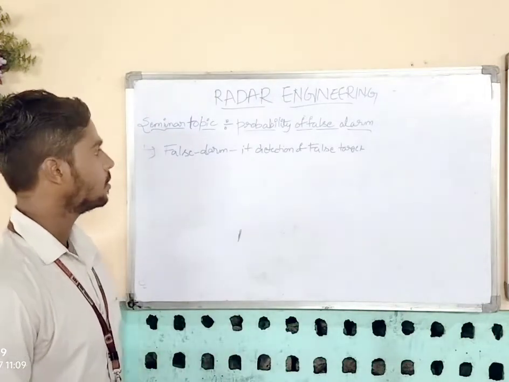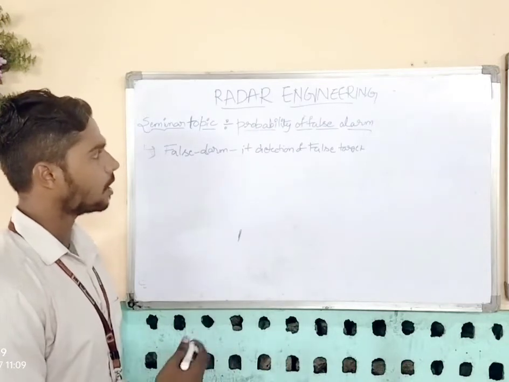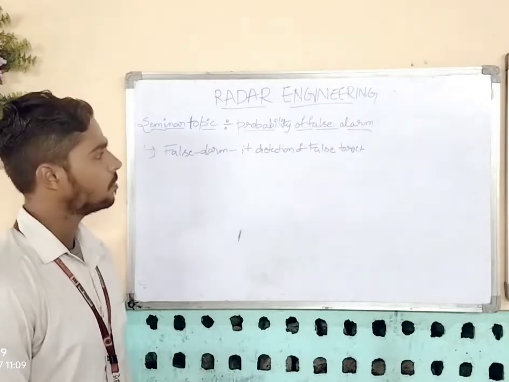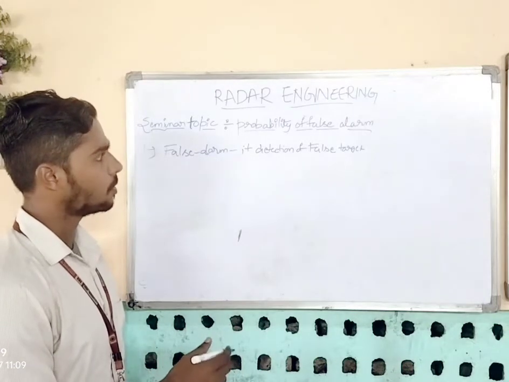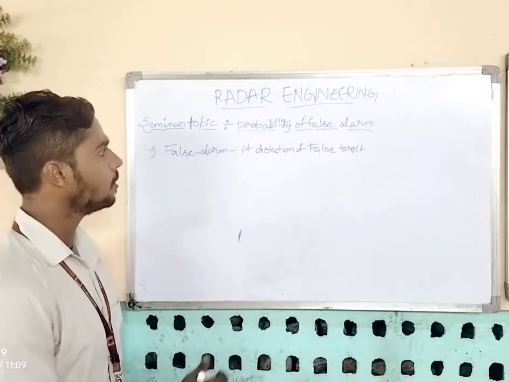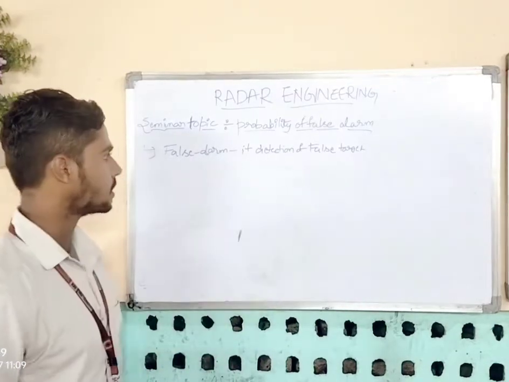in this radar. So in order to solve this false alarm, we need to find the probability of noise, and to find the probability of false alarm we require a threshold. Based on the threshold, we can find the probability of false alarm.